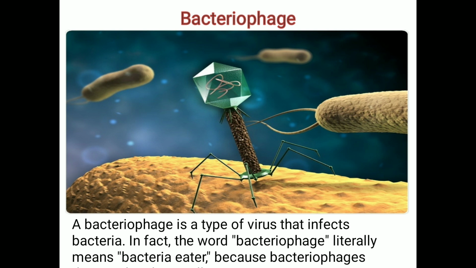Phage means virus particle or virus, and bacteria means bacteria. When a virus kills the bacteria or when a virus controls the bacteria, it is called a bacteriophage, or simply a bacteria eater. Or bacteriophage means virus eating bacteria. That is a virus that attacks the bacteria and kills the material which is present inside the bacteria. So this is called a bacteriophage.